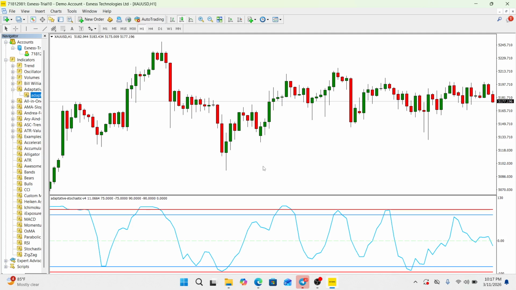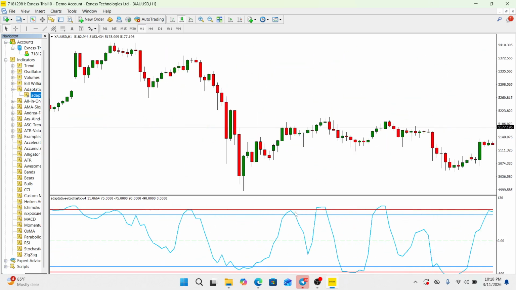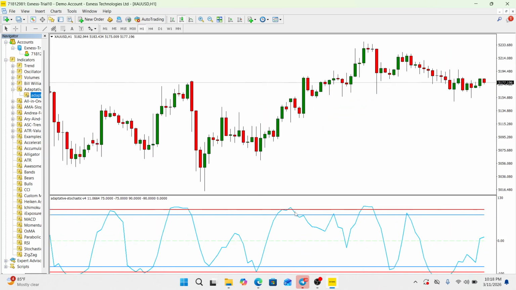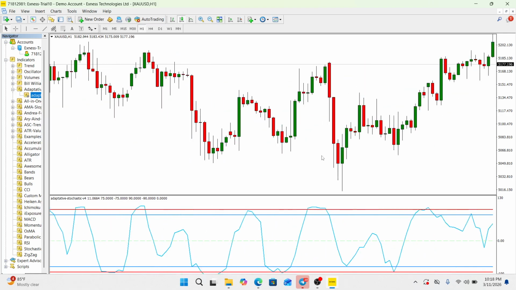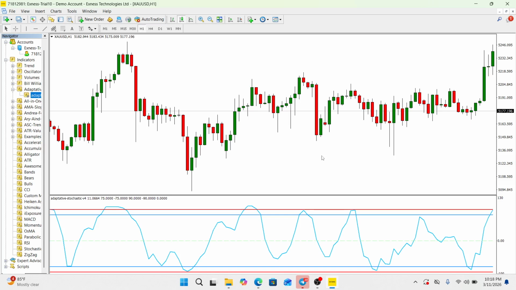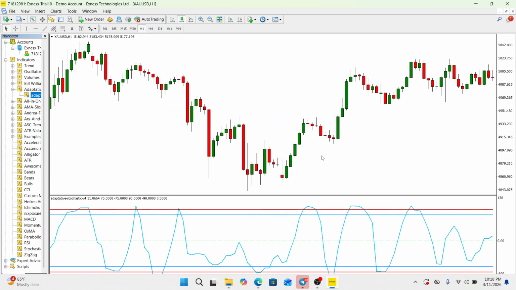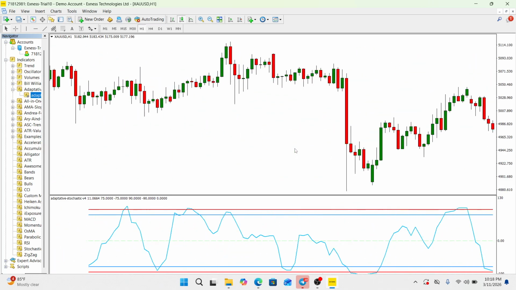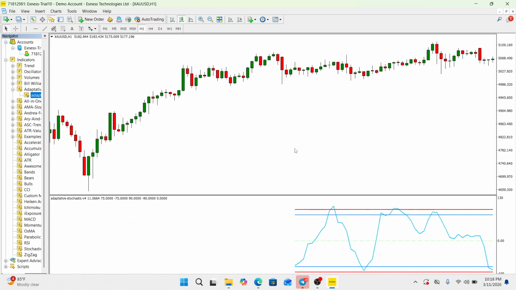On the chart, the adaptive stochastic indicator plots lines in a separate sub-window that oscillate between 0 and 100, similar to the classic stochastic, with overbought and oversold zones marked near the top and bottom. As volatility increases, the adaptive logic shortens the effective calculation period so the lines respond more quickly to price swings. When volatility falls, the period lengthens, resulting in smoother, less jumpy oscillations.